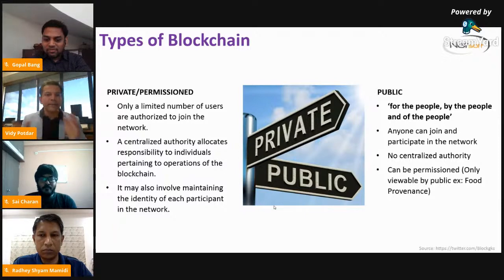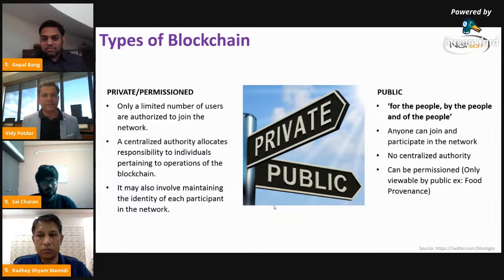So to enable that, we need to have a private or a permissioned blockchain. If you see the term permissioned, what it implies is you need to be permitted to be part of that blockchain. It is not like a public blockchain that anyone can come in. You have to have the right authority or access to be part of a private blockchain or a permissioned blockchain.